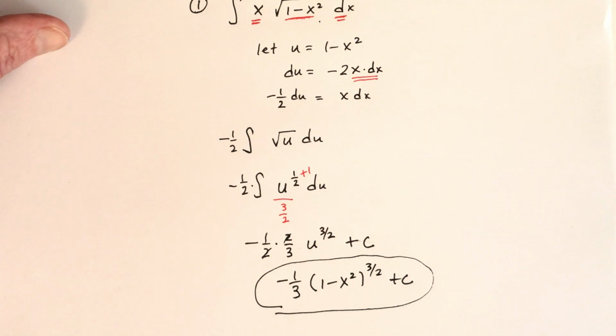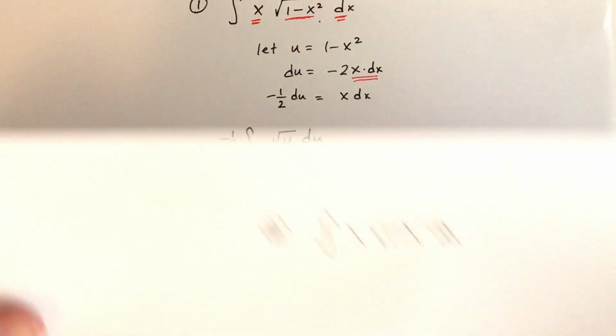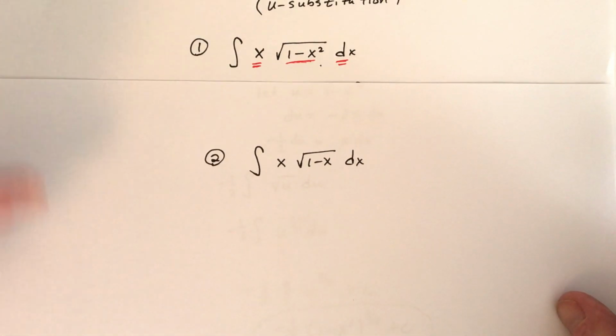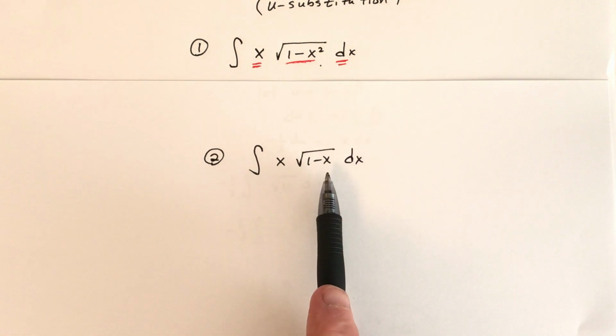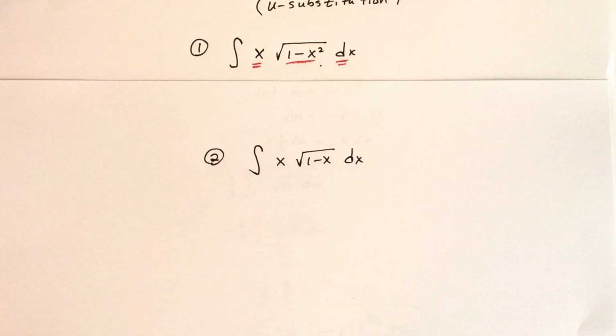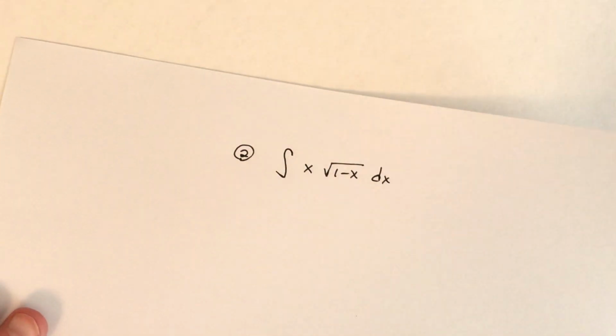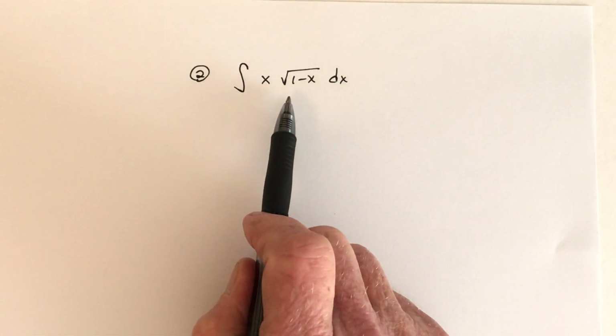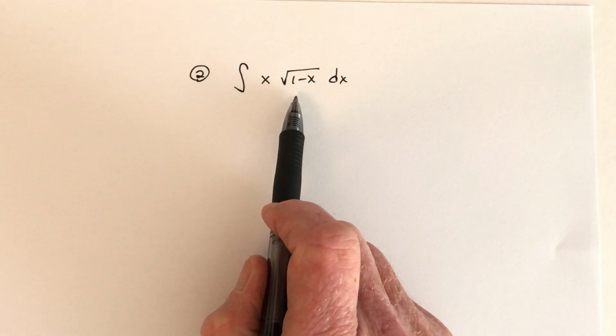Now, number 2 is going to look very similar to number 1. So on number 2, I just took off the squared from that little x right there. And that is going to change the work a little bit. So let's do that. So again, let u be what's inside of the square root.